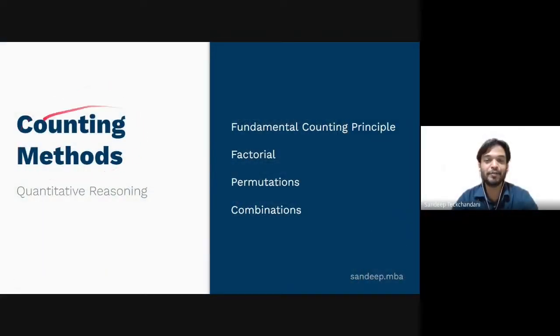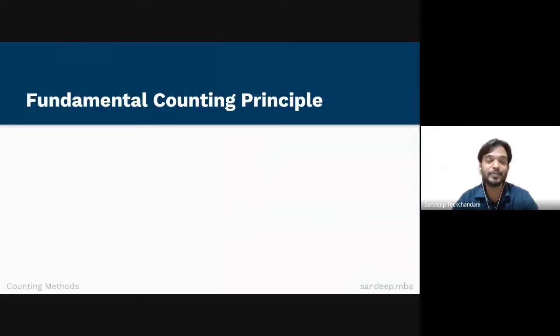In this video lesson, we will learn counting methods. We will study the fundamental counting principle, factorial, permutations, and eventually combinations. So let's start with the fundamental counting principle.